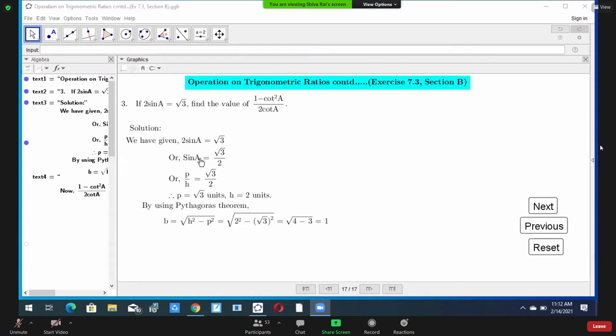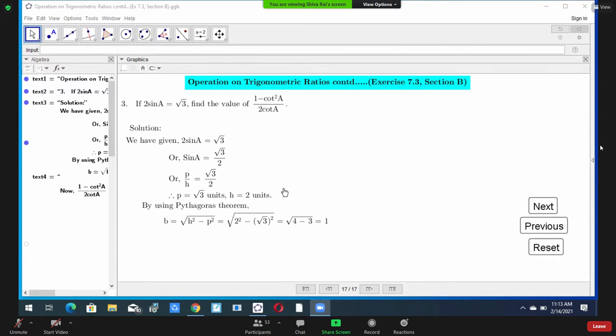Sometimes we take the angle of reference as theta, sometimes alpha, beta, B or C. So the angle of reference changes, but here it is taken as A. So sine A, like sine theta, is equal to root 3 upon 2. Therefore, we can write P equal to root 3 units and H equal to 2 units.